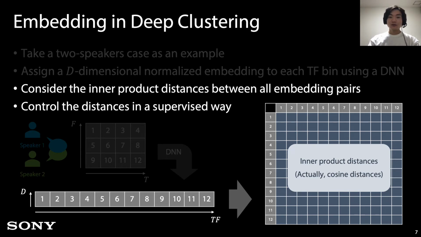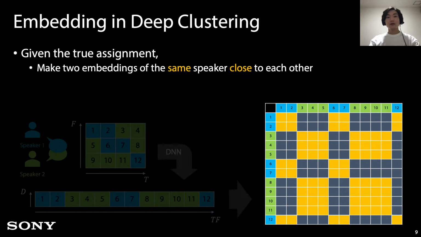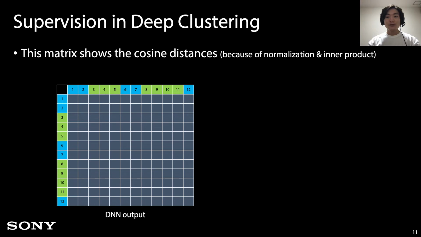Next, DC controls these distances in a supervised way. During training, we know the true assignment of each TF bin based on the dominant speaker of the TF bin. Therefore, the supervision is conducted to make two embeddings of the same speaker close to each other, and make two embeddings of different speakers far from each other. As mentioned before, this matrix, which is the output of the DNN, shows the cosine distances between all embedding pairs because of normalization and inner product.